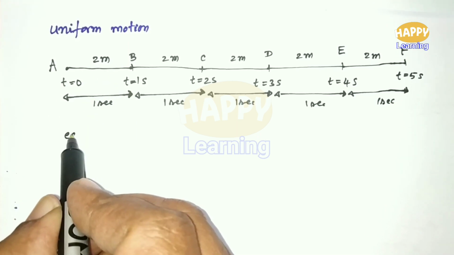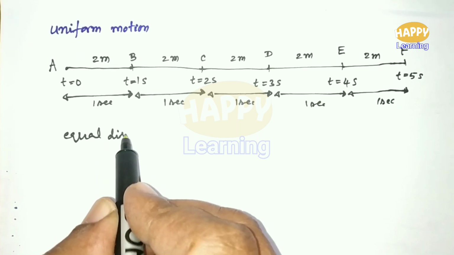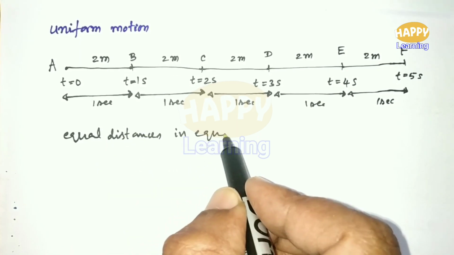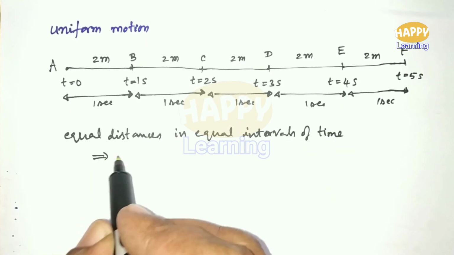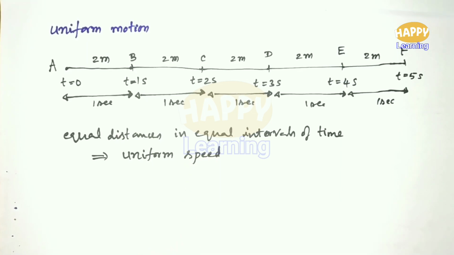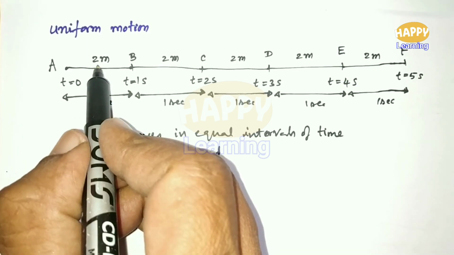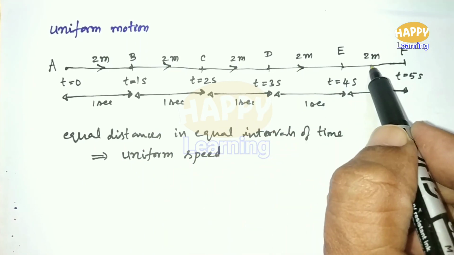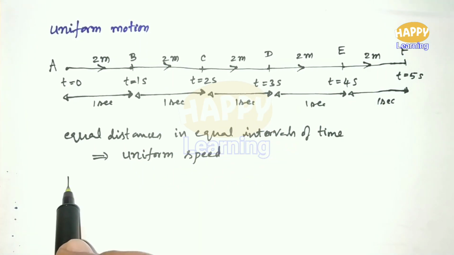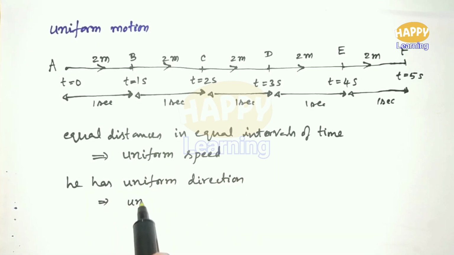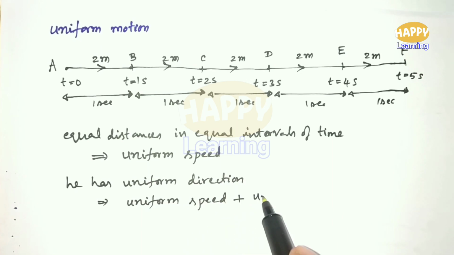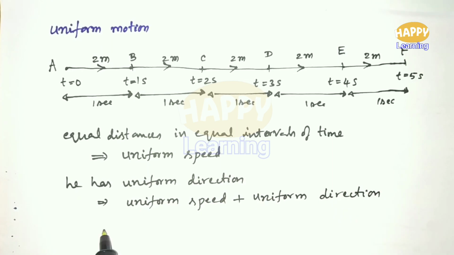So equal distances in equal intervals of time. Equal distances covered in equal intervals of time. So this is called uniform speed. Again, he is moving in the same direction without any deviation. So he has uniform direction. That implies uniform speed and also uniform direction. That implies he has uniform speed. That means he has uniform motion.